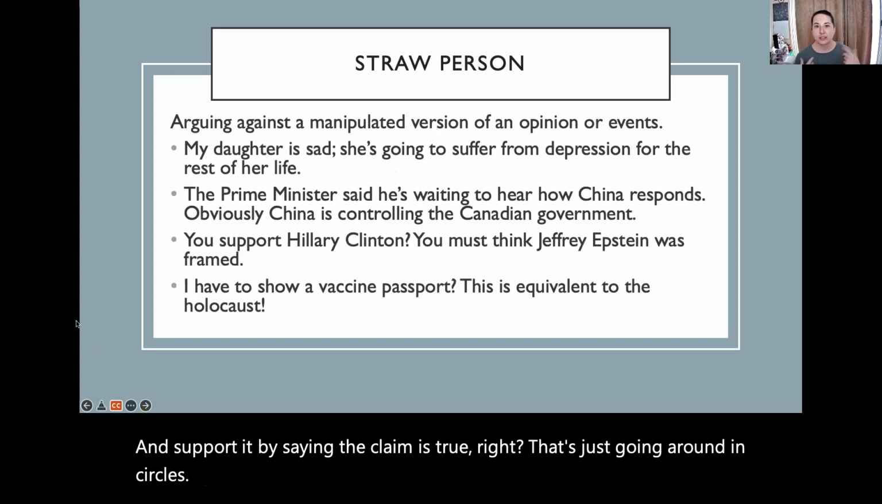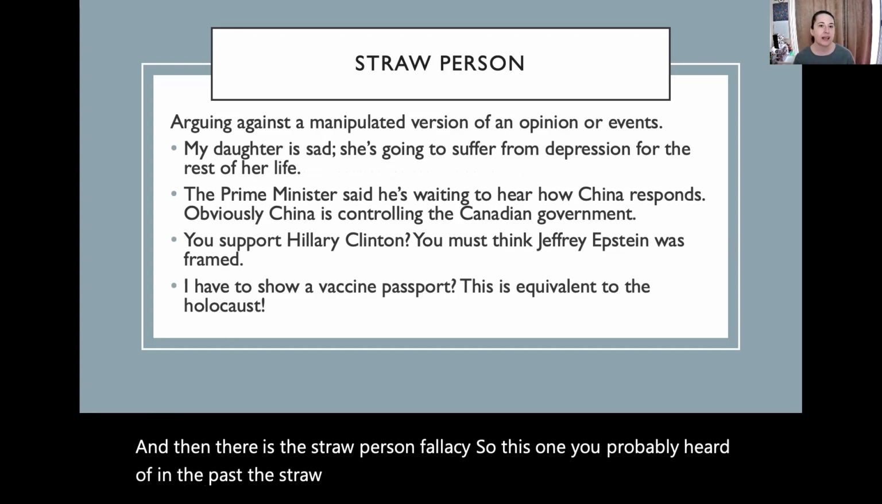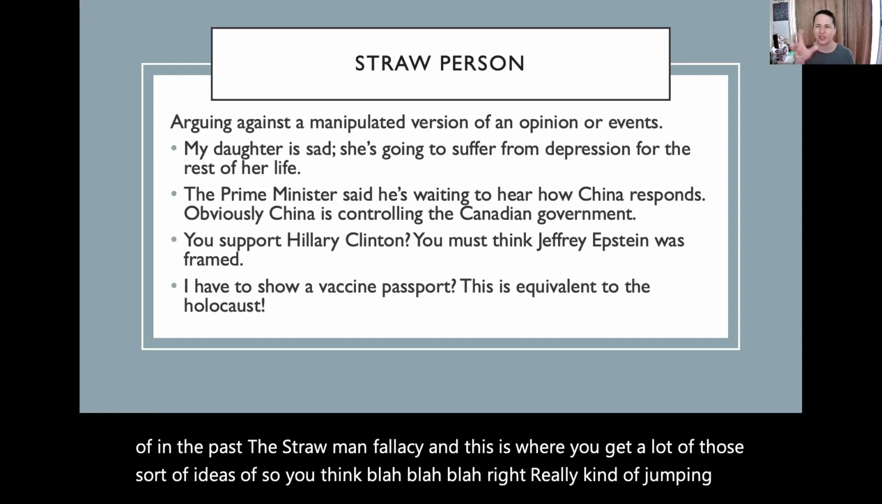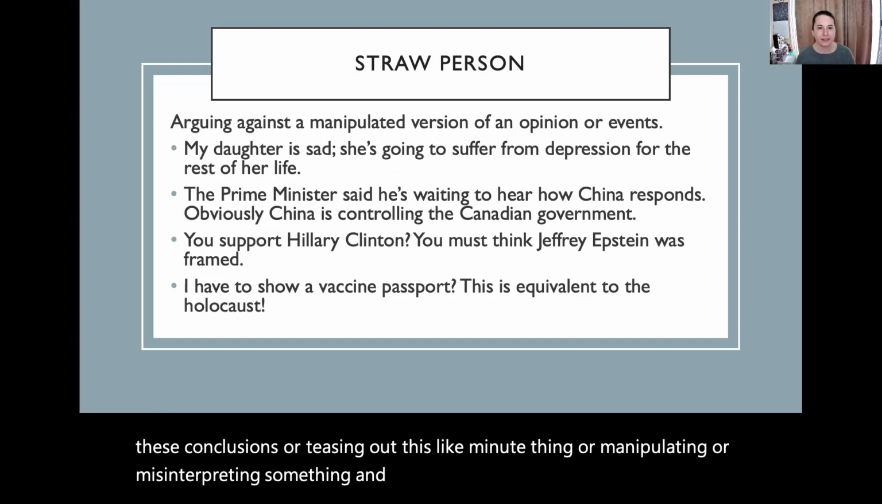And then there is the straw person fallacy. So this one you probably heard of in the past, the straw man fallacy. This is where you get a lot of those sort of ideas of, oh, so you think blah, blah, blah, right? Really jumping to these conclusions or teasing out this minute thing or manipulating or misinterpreting something and arguing against that, right?